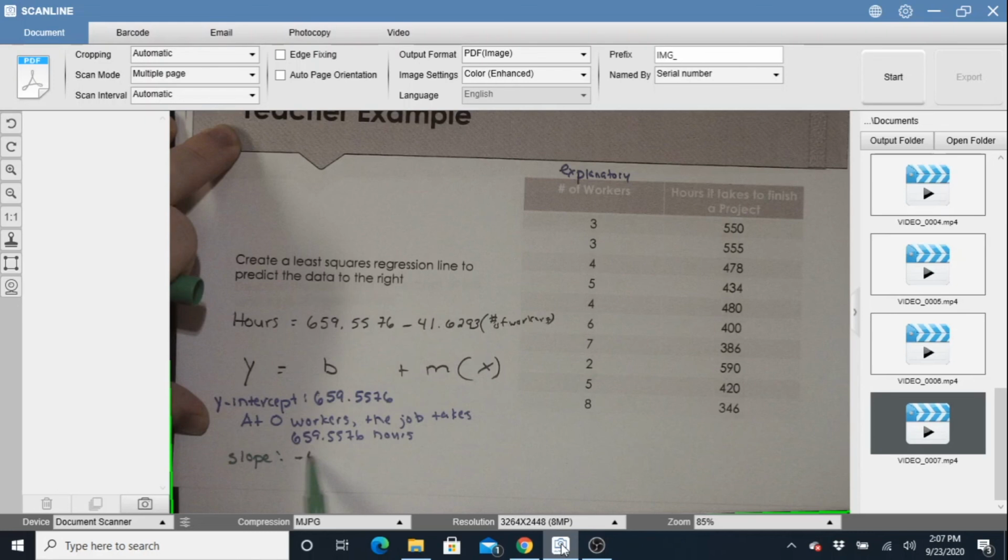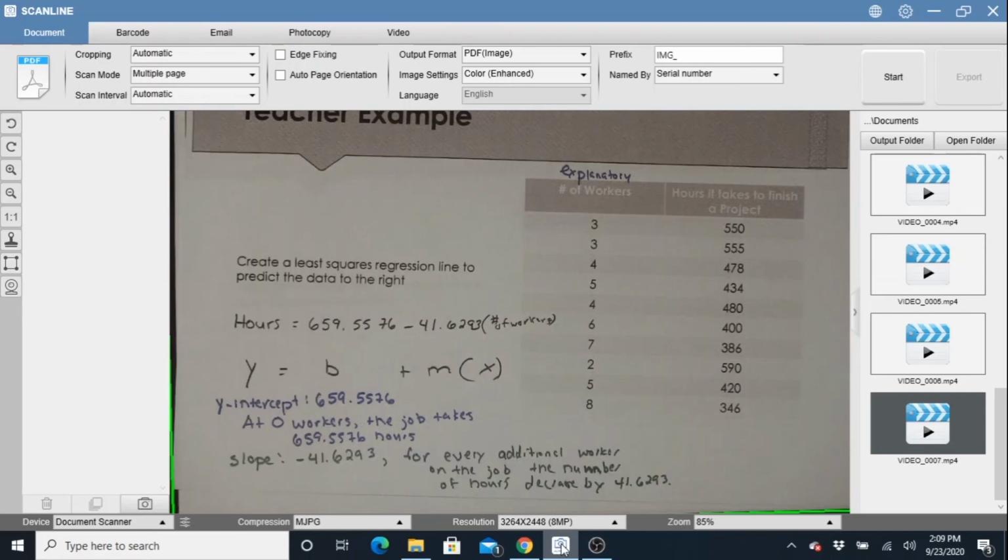Say, can we just say increases by negative? Sure, I guess, but that's really kind of cringy to say. I wouldn't ever say that in real life. We don't increase by a negative. Just say decrease. But if you totally had to do it that way, that's fine. But it just seems silly to me. But for every additional worker on the job, the number of hours decreases. Oh, I need to put a pluralization on that. Decreases by 41.6293 hours.